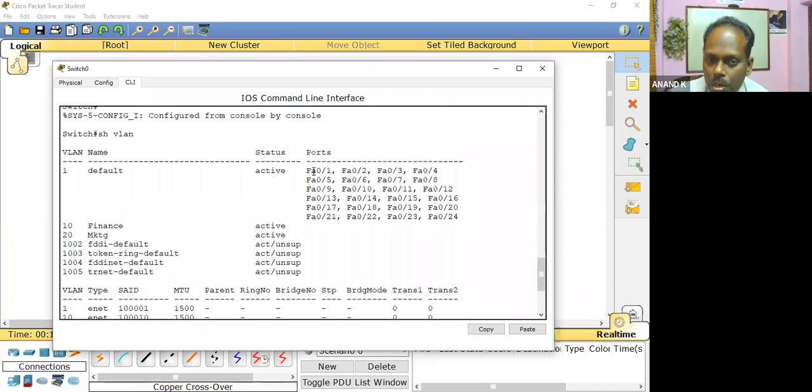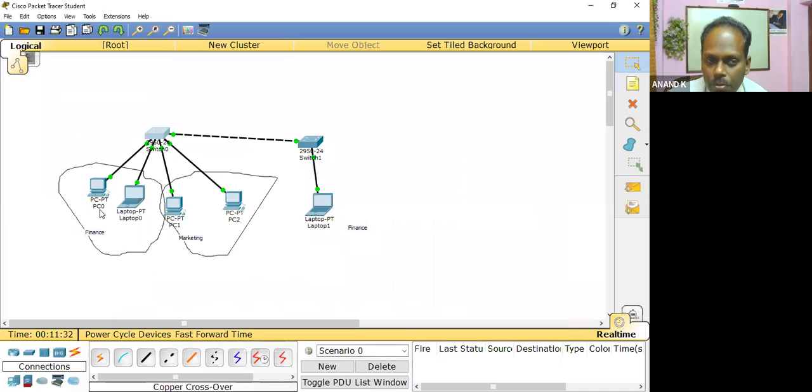Our task is to shift these 2 ports to VLAN 10, and similarly 3 and 4 ports to marketing. Then you see the response, what will happen. These 2 can communicate, but not with these 2. This is the highest level of security, port level security.